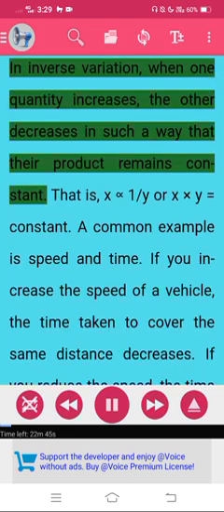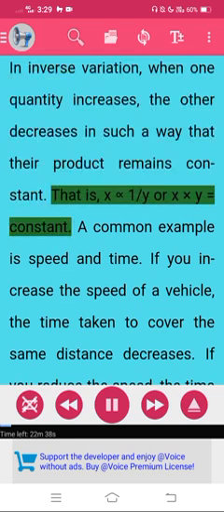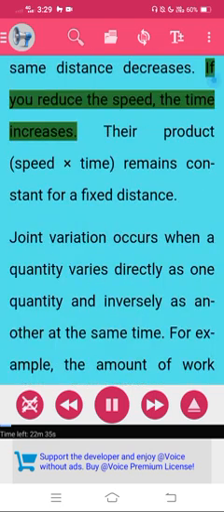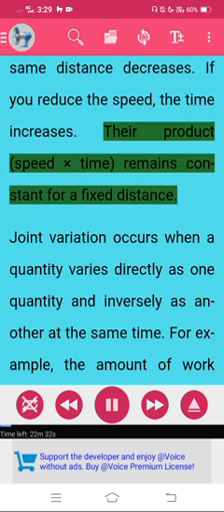In inverse variation, when one quantity increases, the other decreases in such a way that the product remains constant. That is, x is proportional to 1/y, or x times y equals a constant. A common example is speed and time. If you increase the speed of a vehicle, the time taken to cover the same distance decreases. If you reduce the speed, the time increases. The product speed times time remains constant for a fixed distance.